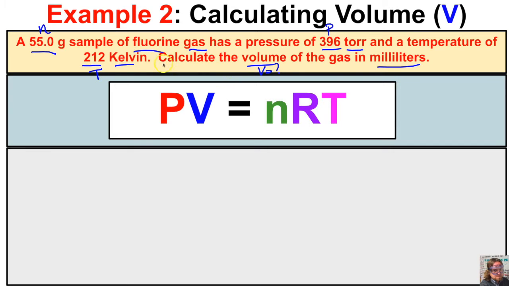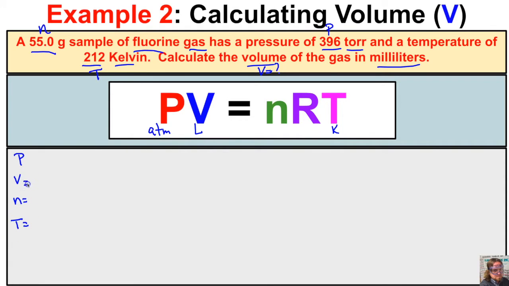So what formula do we know uses P, V, n, and T? That's the ideal gas law. PV equals nRT. And once again, pressure always needs to be in atmospheres here. The volume always needs to be in liters. And the temperature always needs to be in Kelvin when we're working with this formula. So let's see what we're dealing with here. We have P, we have V, we have n, we have T.